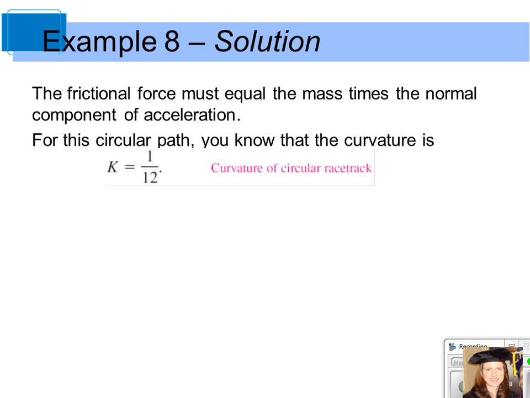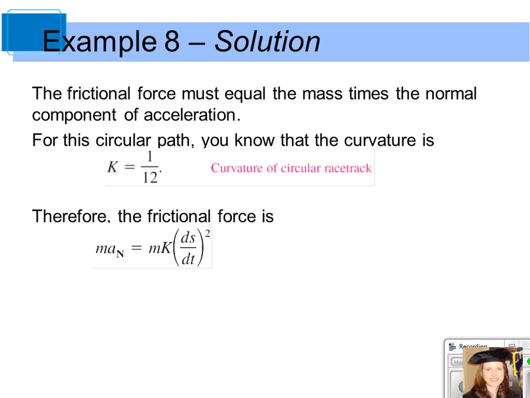For the circular path, you know that the curvature is equal to the reciprocal of the radius. In this case, the radius was 12, so the curvature can be measured as 1 over 12. Therefore, the frictional force, or the normal component of acceleration, mass times that normal component, is equal to mass times that curvature times the derivative of s with respect to t squared, where s is that arc length parameter.